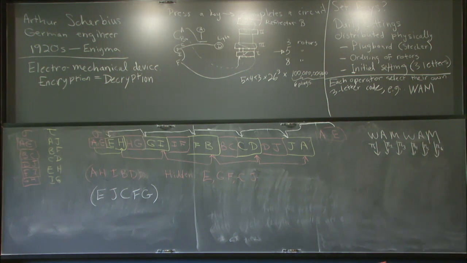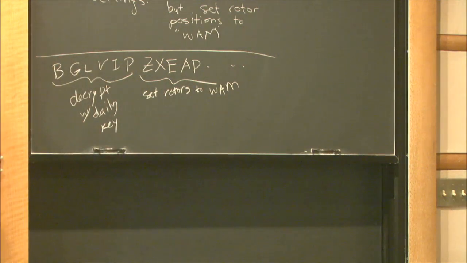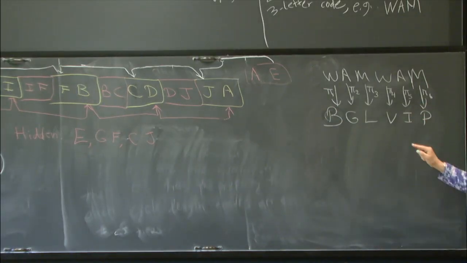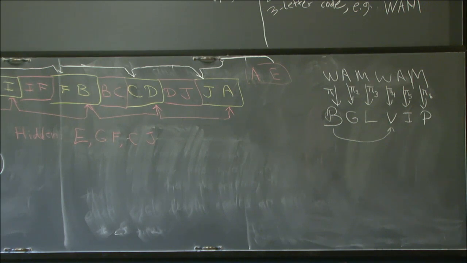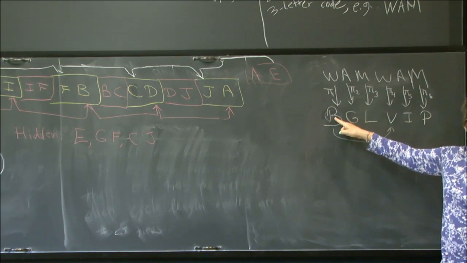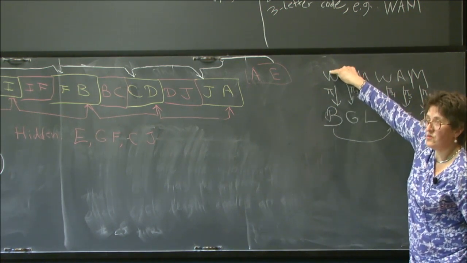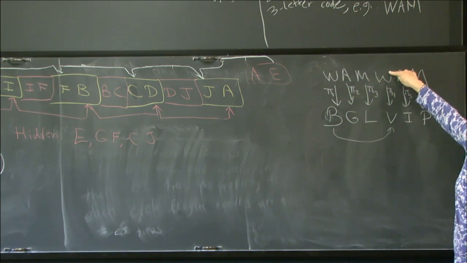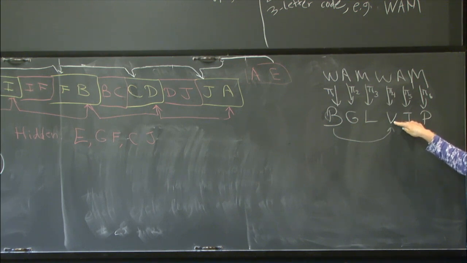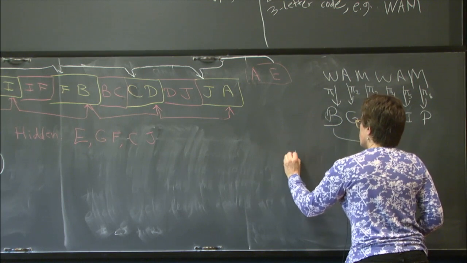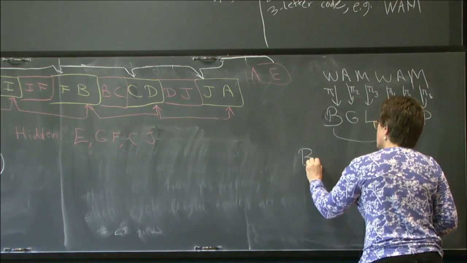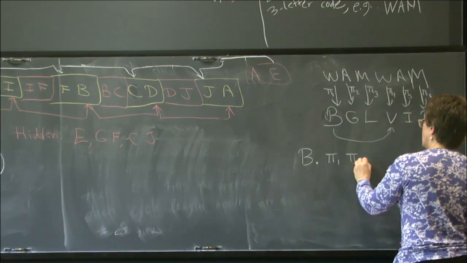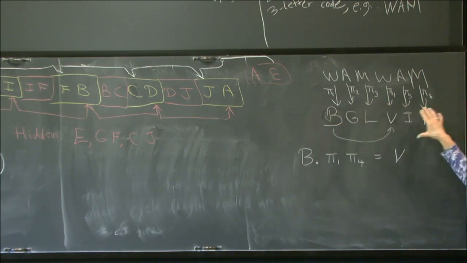Okay, and then we get BGL VIP. What he noticed is that, look at this, taking B to V. Well, pi 1 is equal to its own inverse, right? So I could go pi 1, B going to W, and then W is equal to itself. Pi 4 going back to V. So V is equal to, let's see, if I take B and apply pi 1 and then apply pi 4, I get V. And this is cipher, so the attacker gets to see it. So there you go, B going to V.